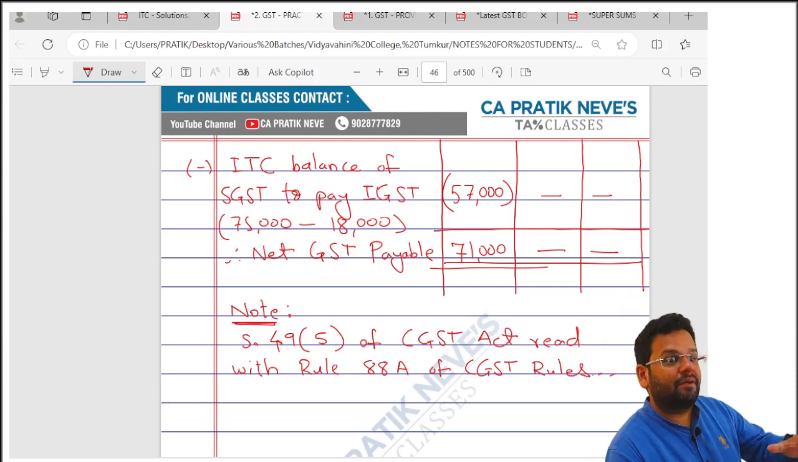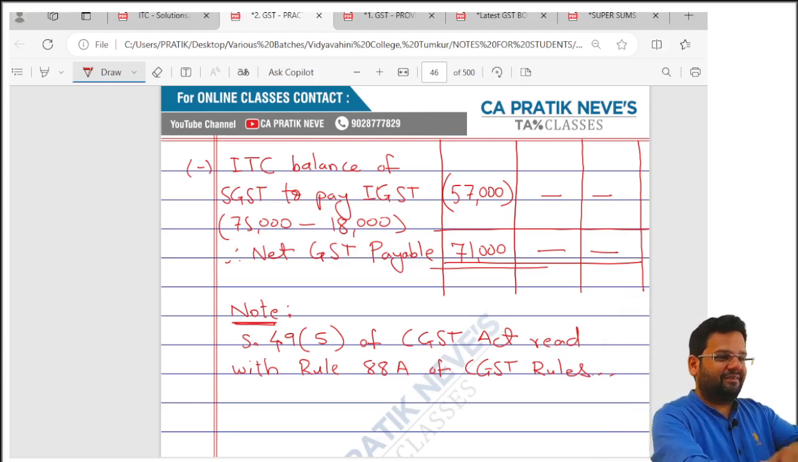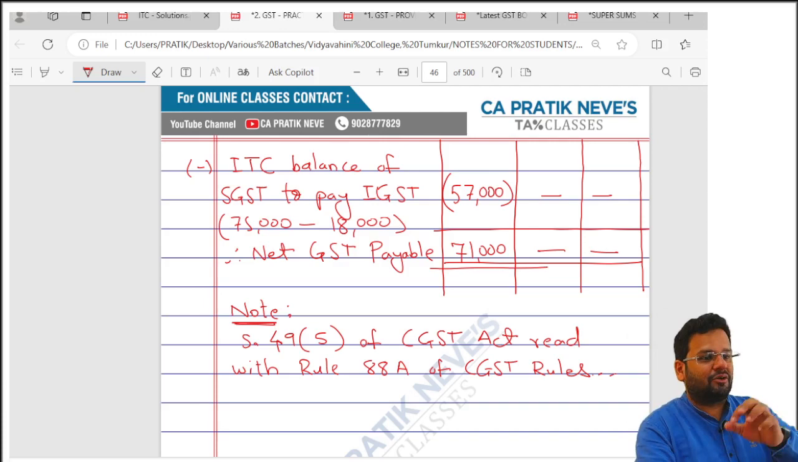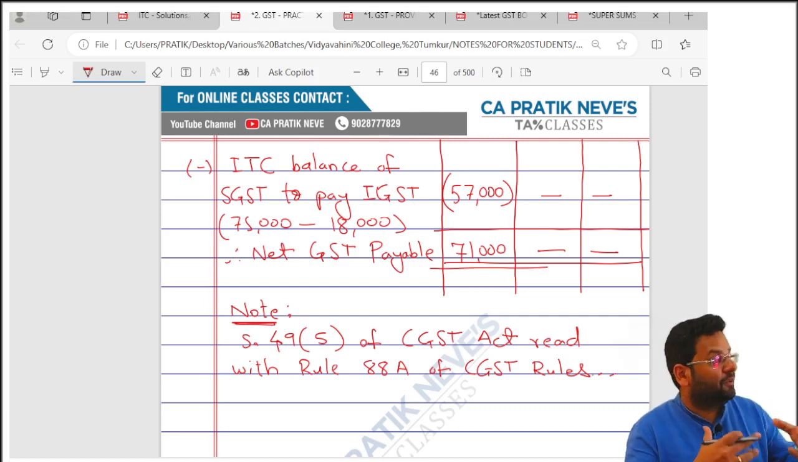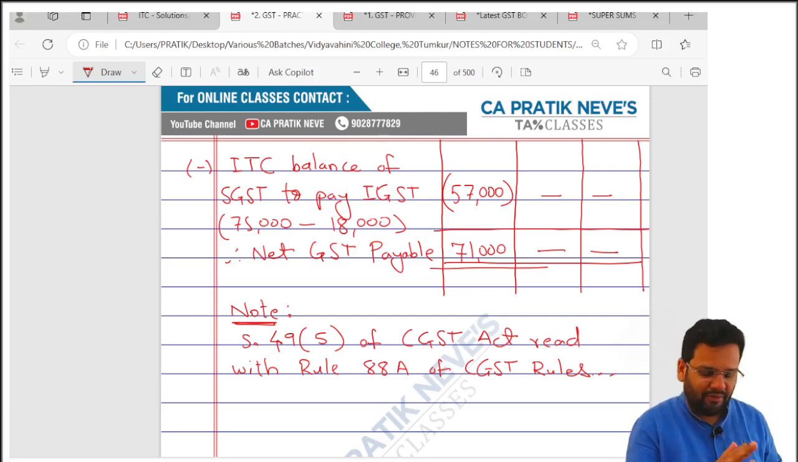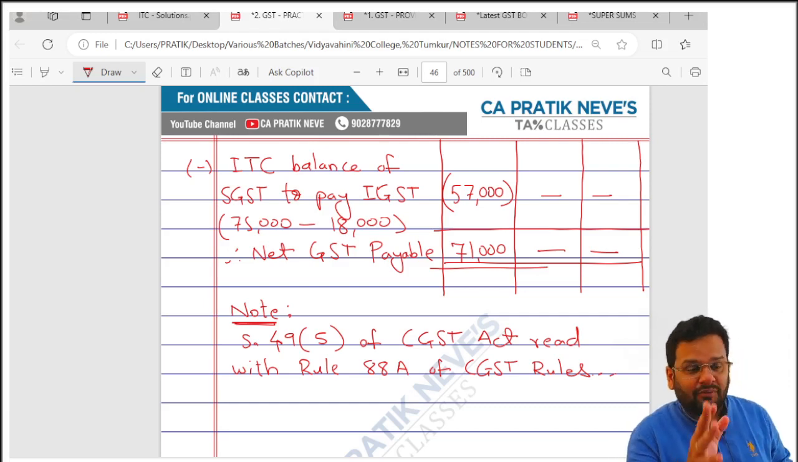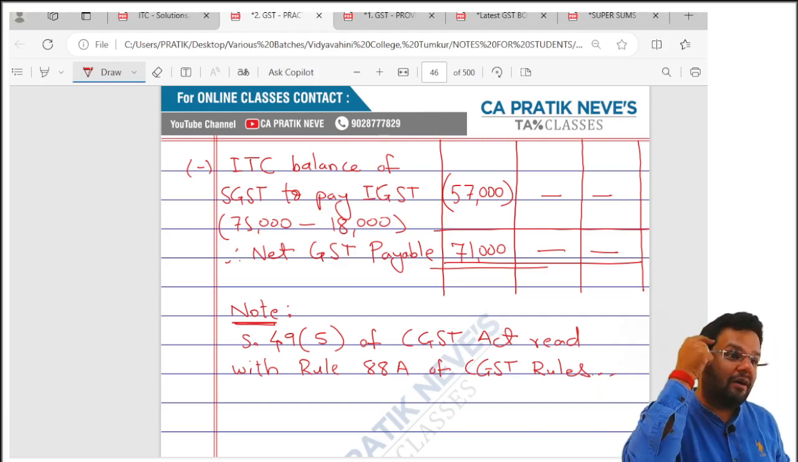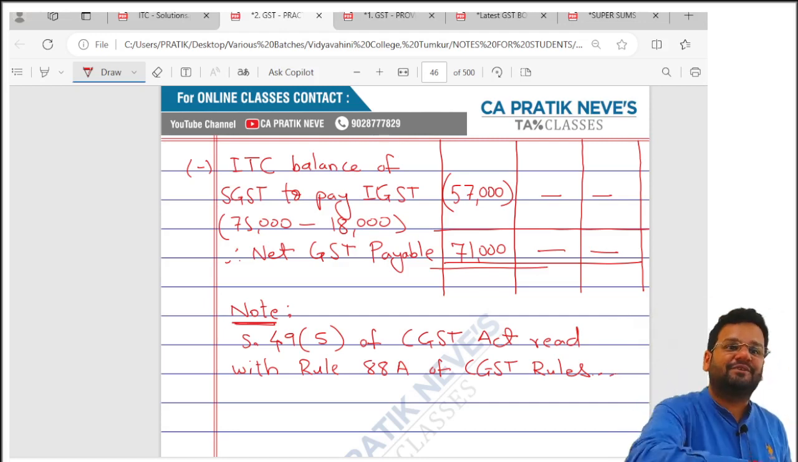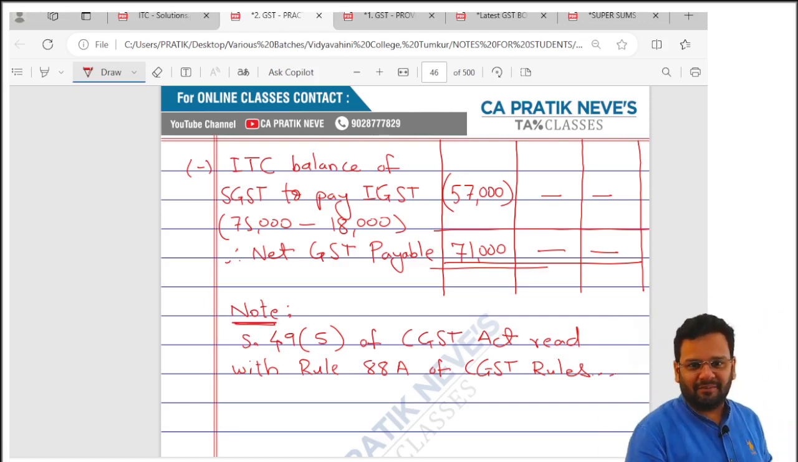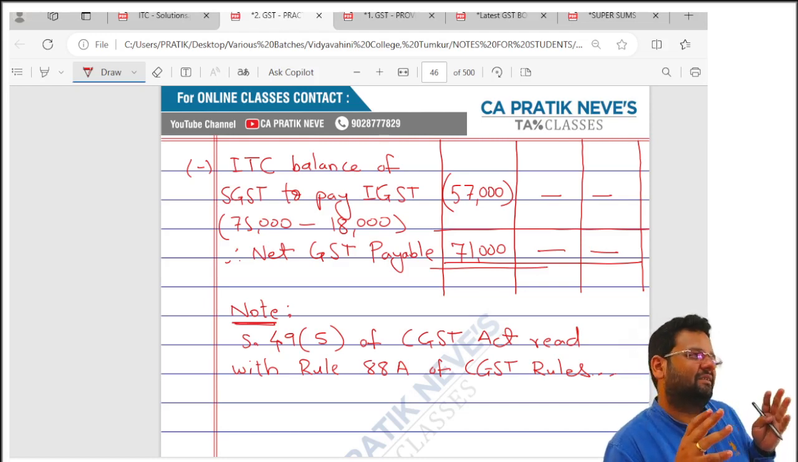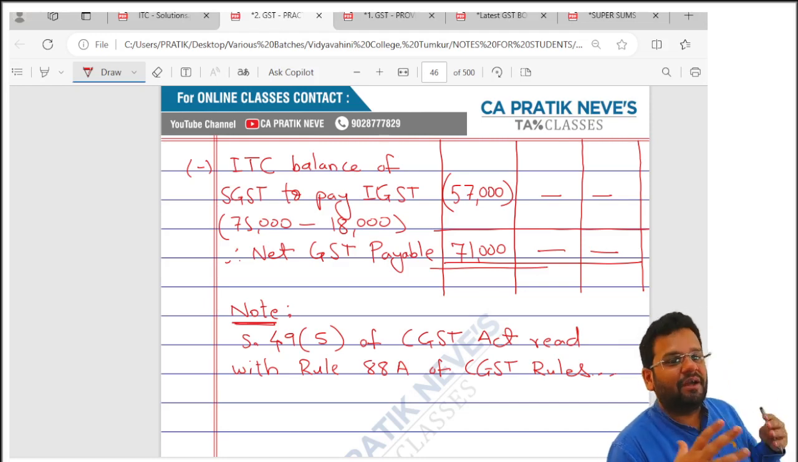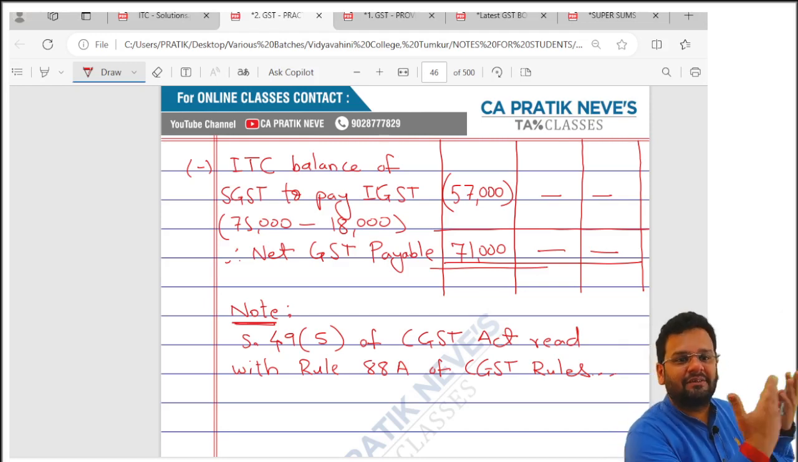But still I'm not happy because I'm still using that balance of ITC of CGST and SGST to pay output tax of IGST. I should still cover more sums, more permutation combinations. So we'll go forward and do that. And then afterwards I should tell you the logic why the government must have set 49(5) in this way, why not in any other way.